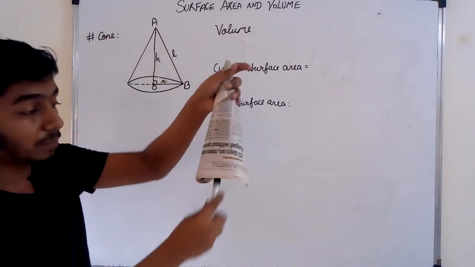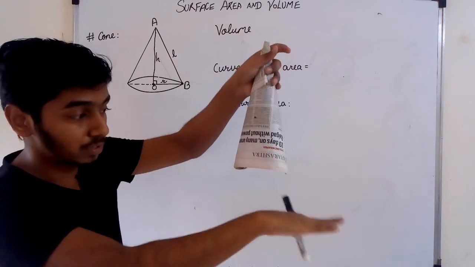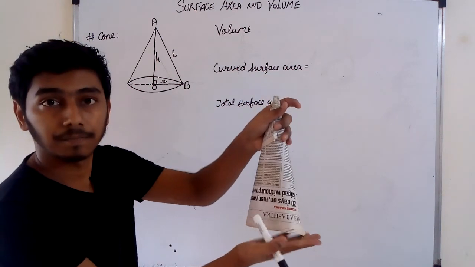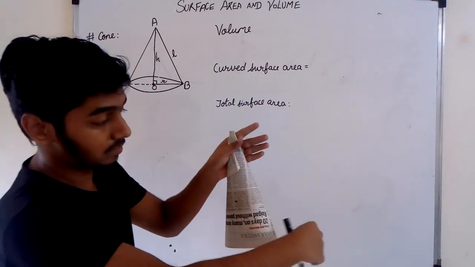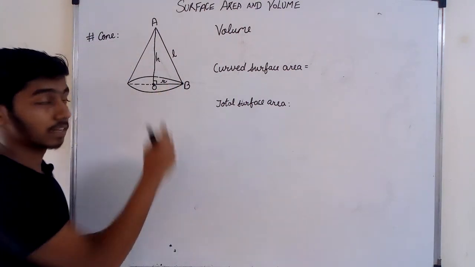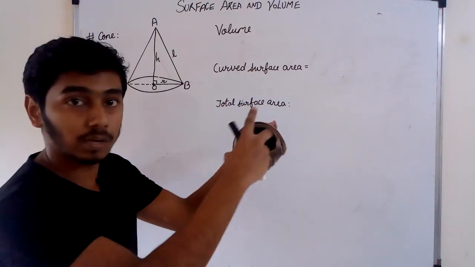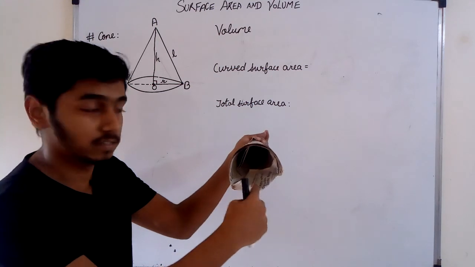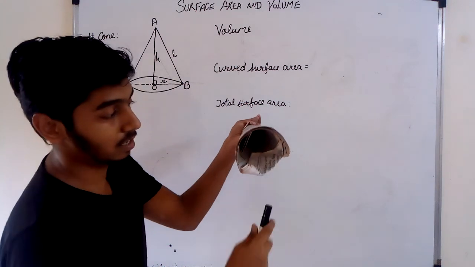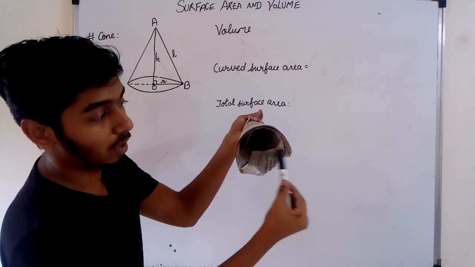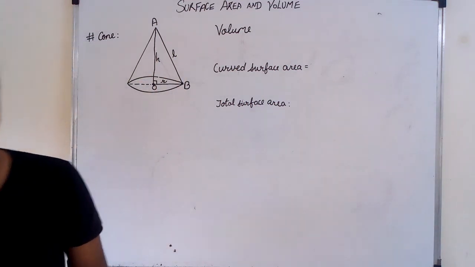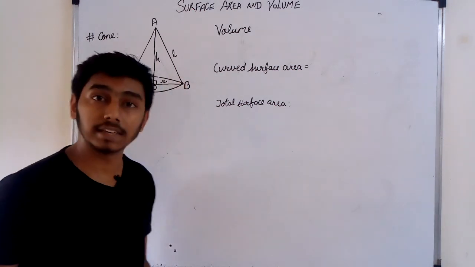The height is called the perpendicular height, the height which is perpendicular to this base. The slant height is, by the word itself, the slanted length. And this is the radius. The base is a circle, and from the center of the circle, you have to imagine it, somewhere at this point, from the center there is a radius. So this is how the figure looks.